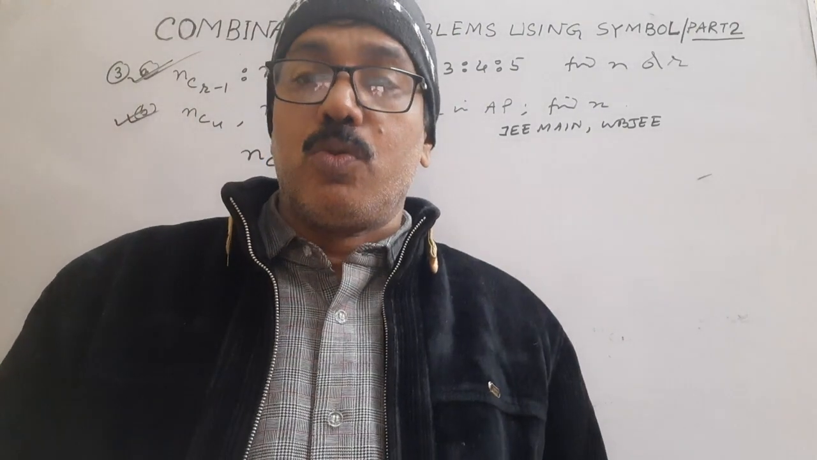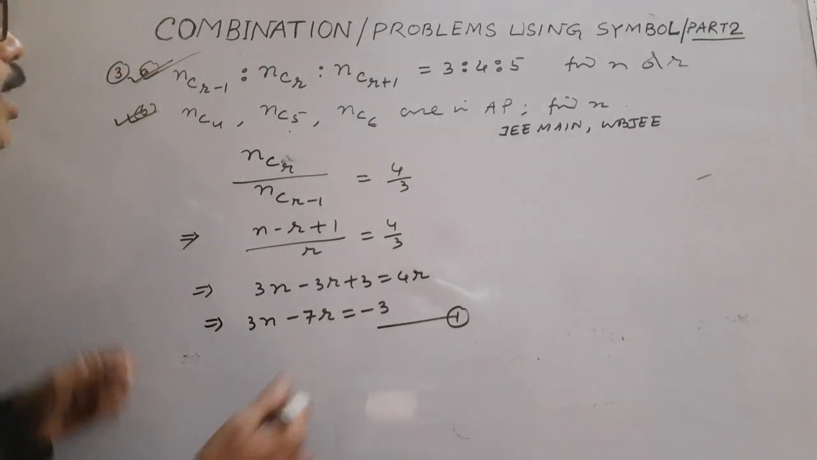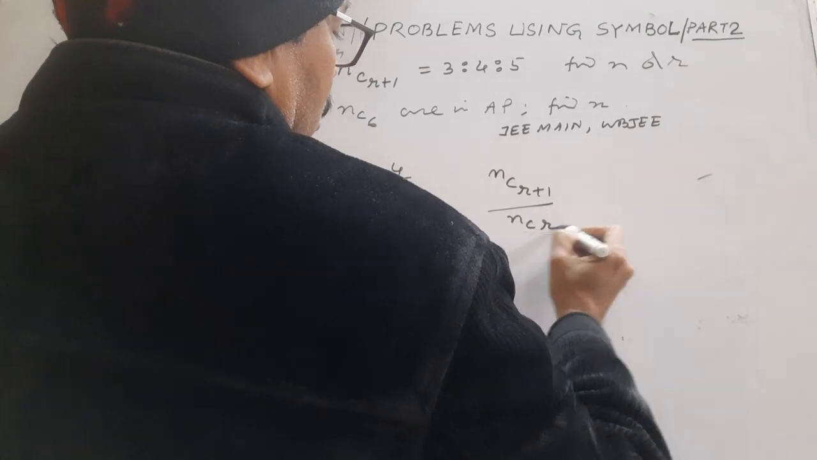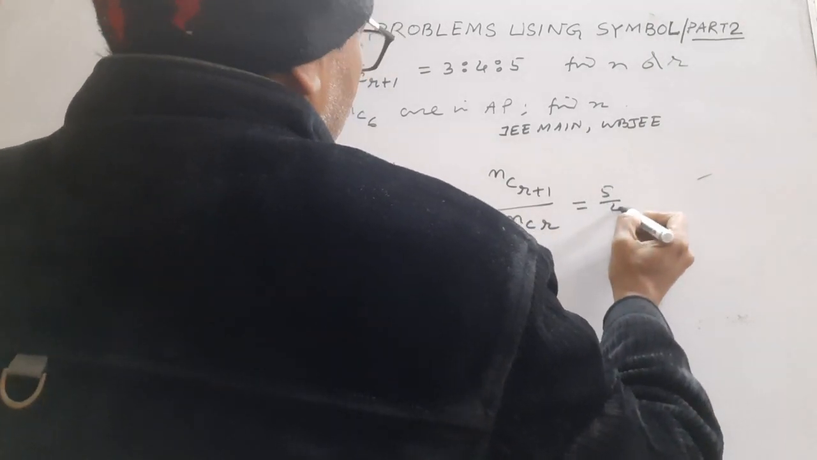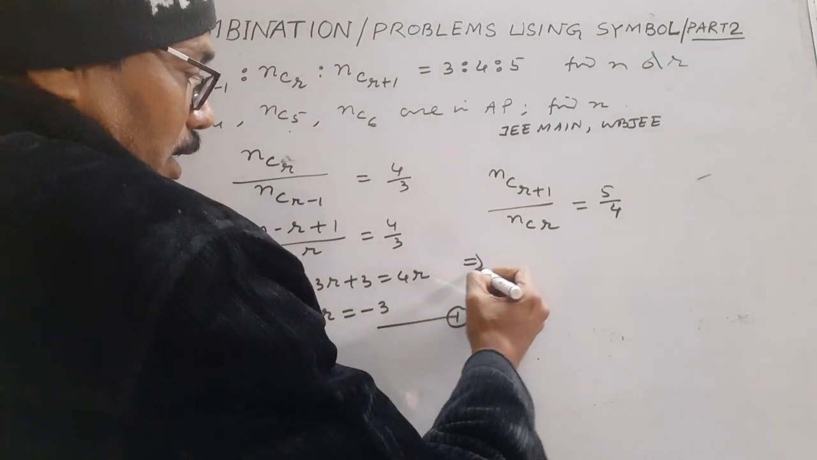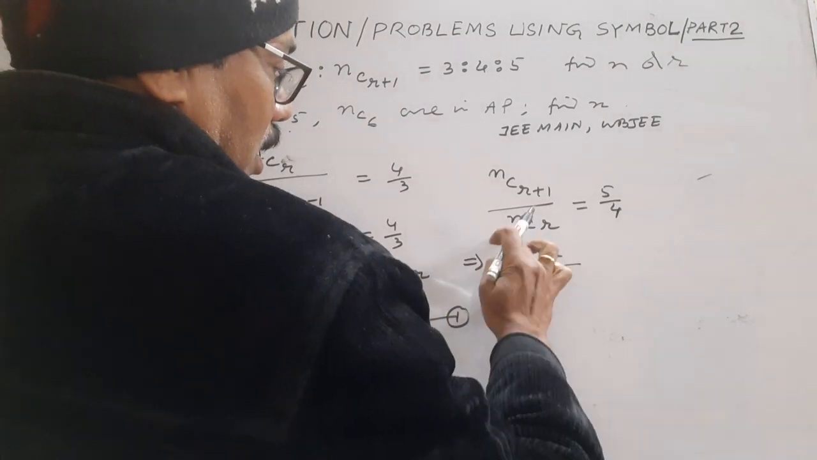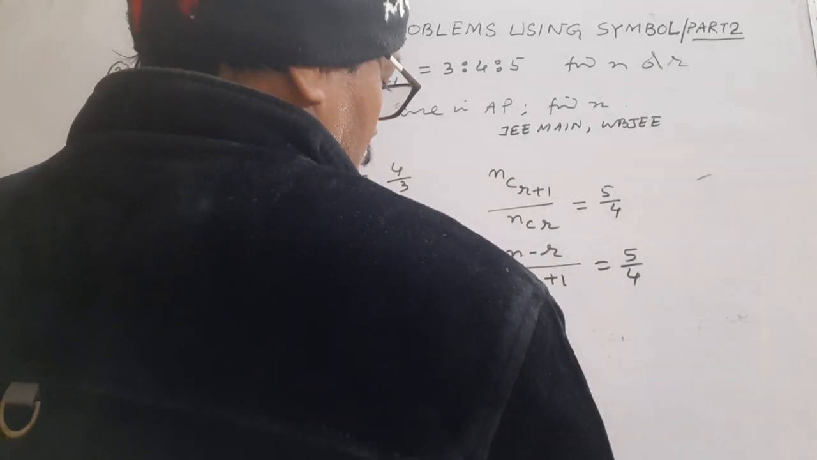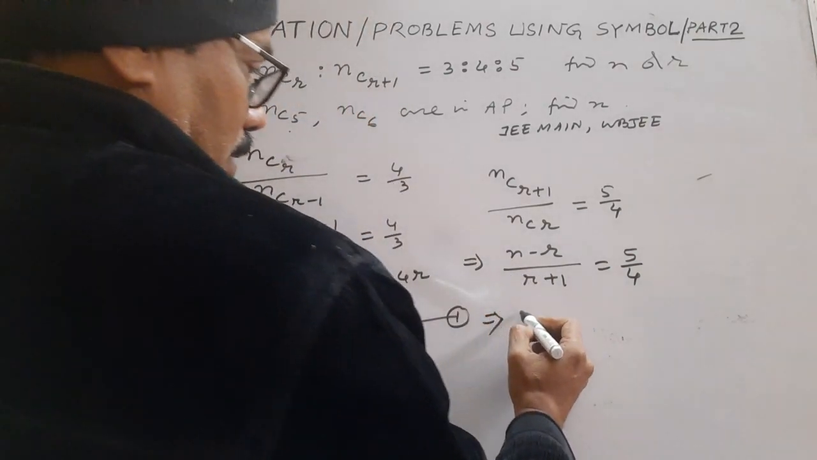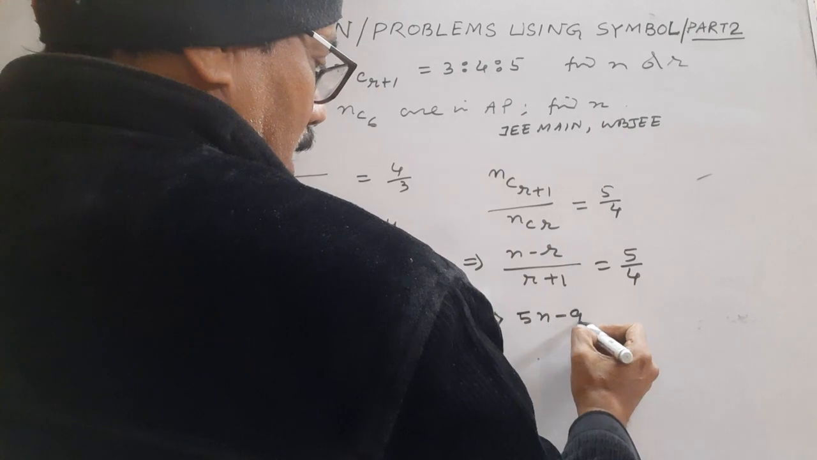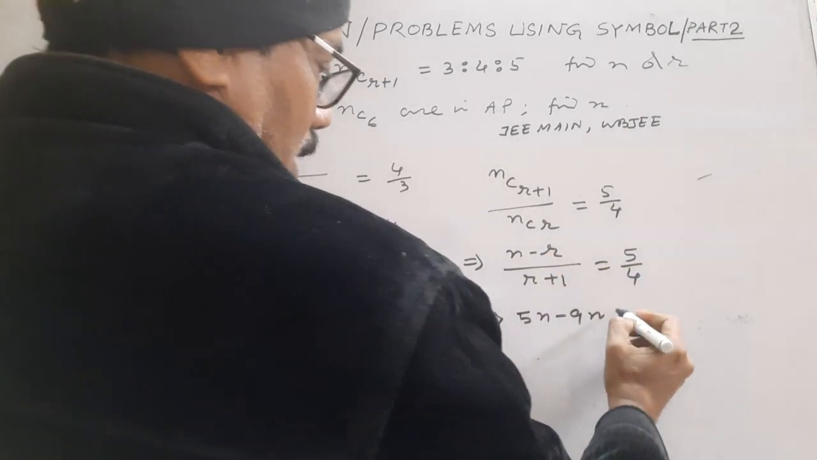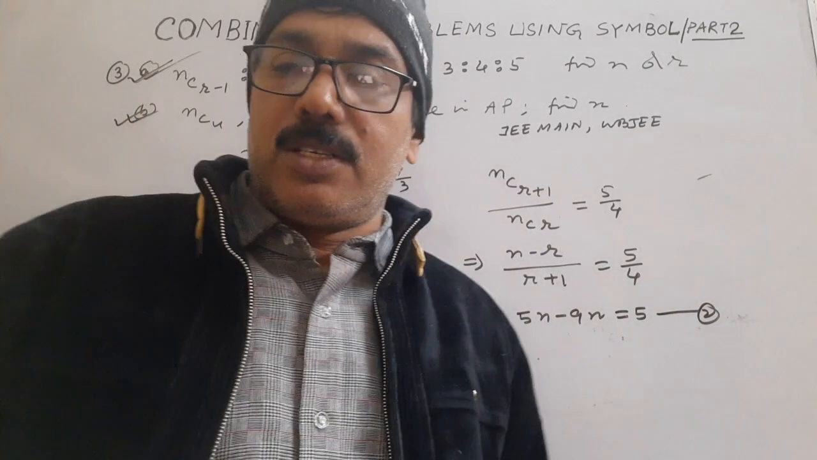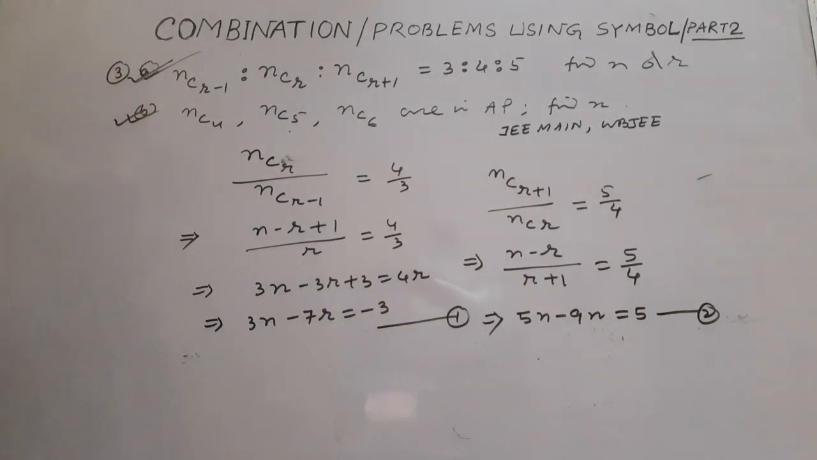We are taking the ratio of two consecutive terms. Again, nCr plus 1 by nCr equals 5 by 4. Now, the difference of suffixes of the denominator by the lower suffix of the numerator equals 5 by 4. So we are getting one more equation: 5n minus 9r equals 5. So we are getting two equations and two unknowns. So we have to solve it.